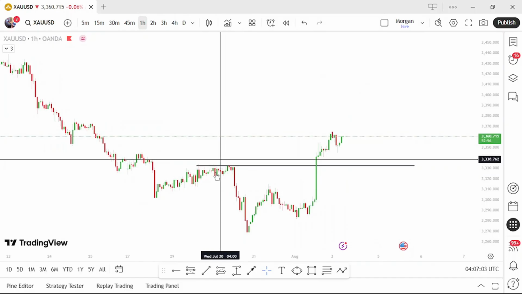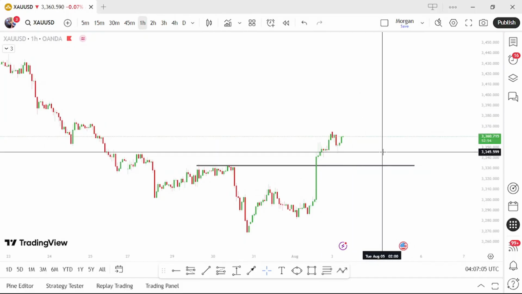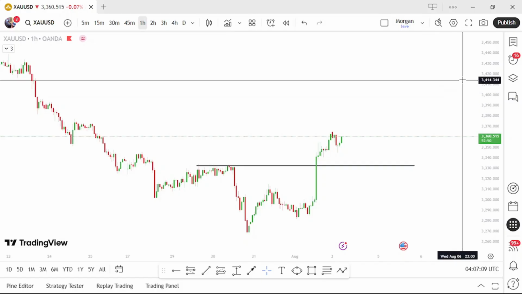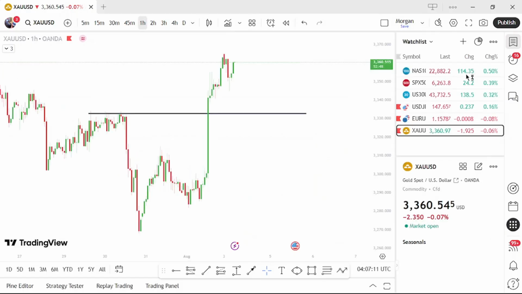So right now we have a new indication on gold. I'm just waiting for that indication to complete, see a correction, and then we can get back in on the continuation.